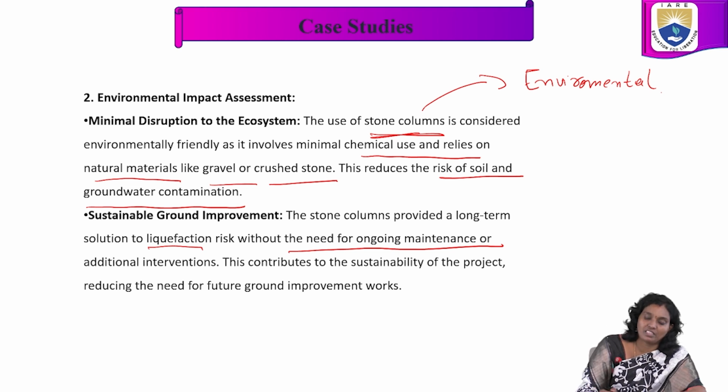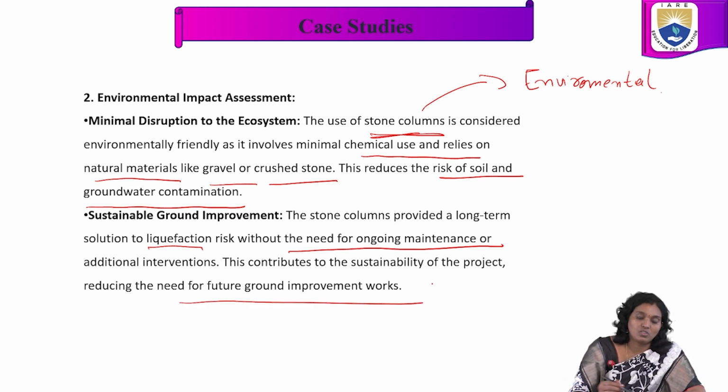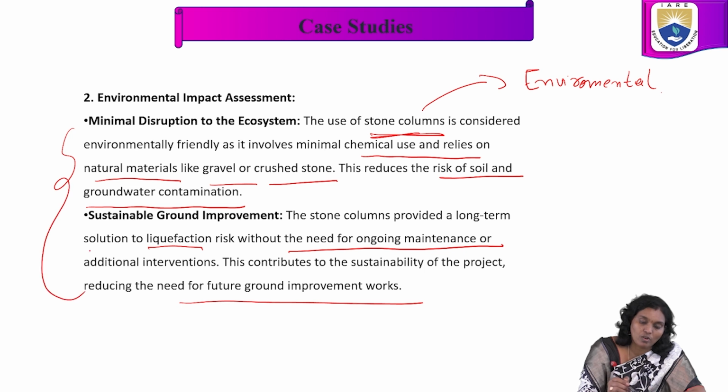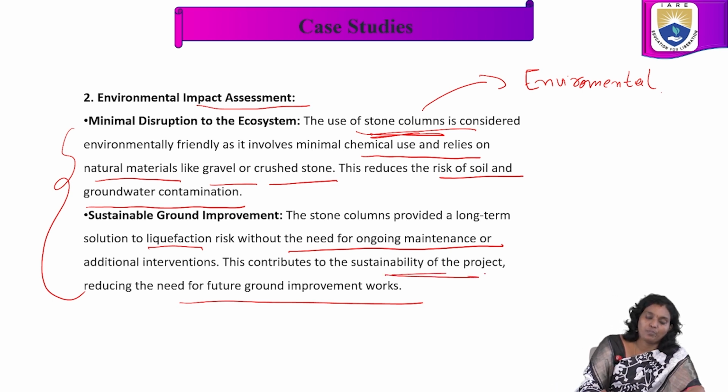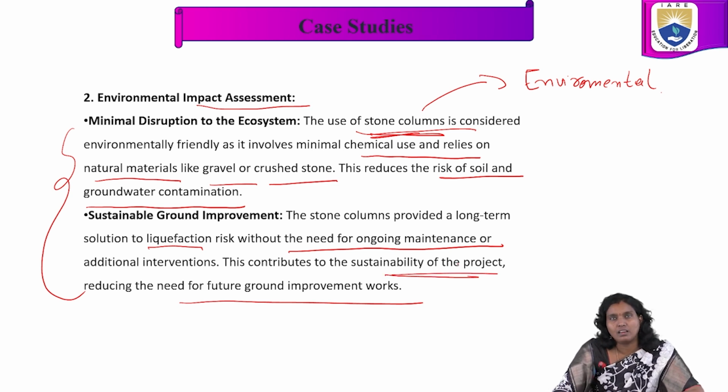reducing the need for further ground improvement works. So these are the parameters we are going to understand in the environmental impact assessment for stone column. Here we get minimal disruption to the ecosystem and sustainable ground improvement, because of the long-term solution from the earthquake point of view, without the need for ongoing maintenance or additional interventions. So it contributes to the sustainability of the project, reducing the need for further ground improvement works.